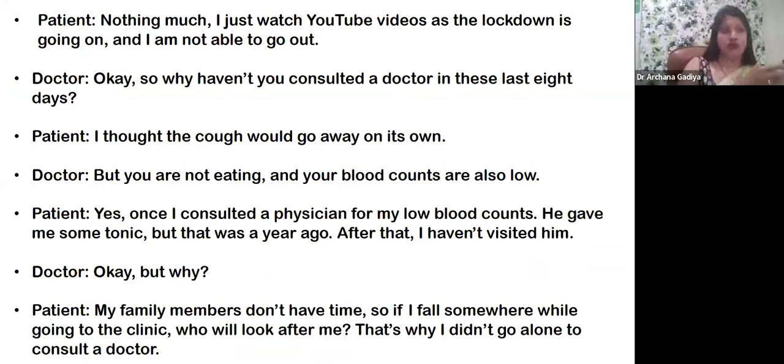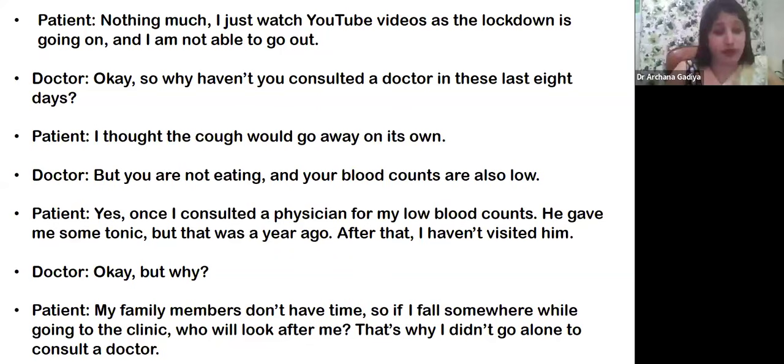As we know, the COVID time was a very panic time. The first day we get a sneeze or cold, the second day we are in the doctor's clinic, or in the evening, or at least we consult some doctor on the phone and start taking treatment. But uncle hadn't consulted anyone or taken any treatment. When I asked why, he said he thought the cough would go on its own, doctor.